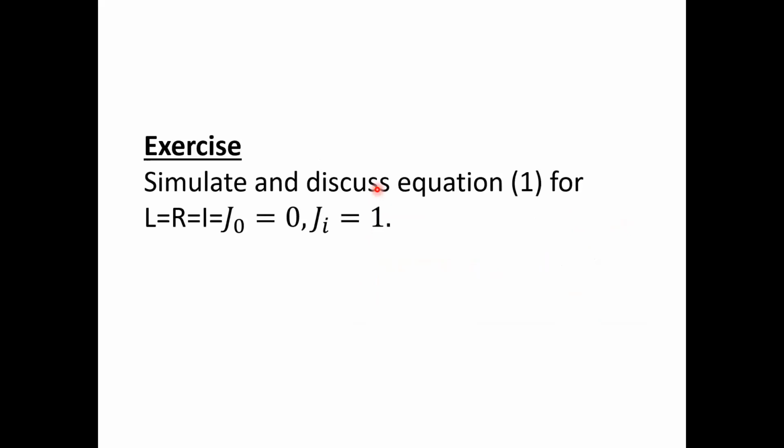Okay, so as an exercise, try to look at the equation. We want to understand a little bit better what's going on. So as an exercise, try to do this simulation with L equals R equals I equals G node equals 0 and GI equals 1. Tau you can choose 1.